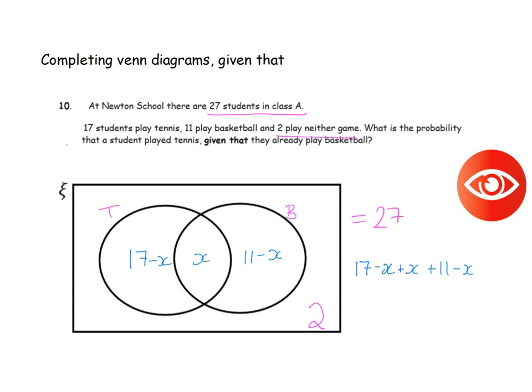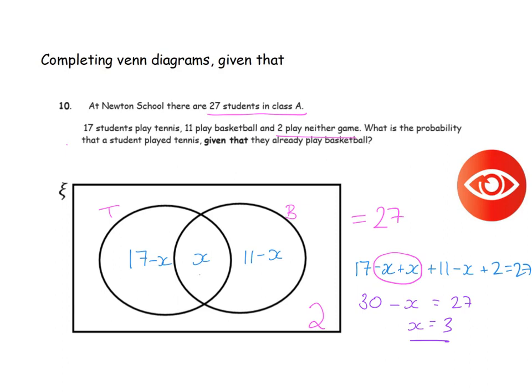So using the algebra, plus the 2 has to equal the 27. They're going to simplify that. The x's cancel out here, so that's going to leave me 28 plus the 2, so 30 minus x has to equal 27, so x is 3. And then once we've got that, we can put the numbers into the Venn diagram.